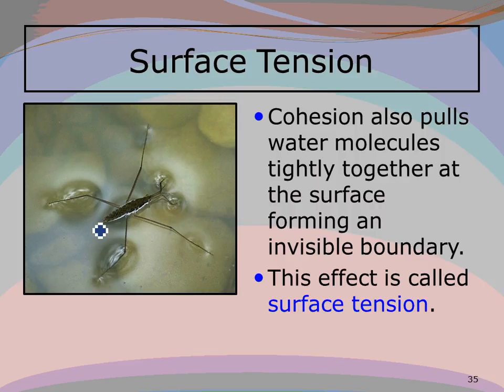Now, obviously something heavy is going to break those hydrogen bonds. That's not that strong of a bond. That's why we aren't walking on water, because we're too heavy. We break those hydrogen bonds. But a paperclip or a small bug like this doesn't break those hydrogen bonds, and it creates surface tension.